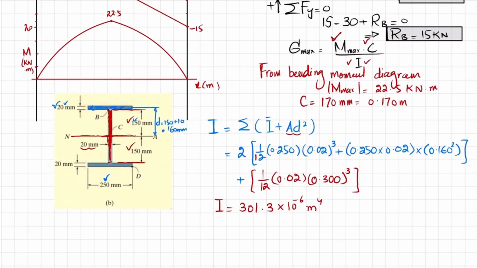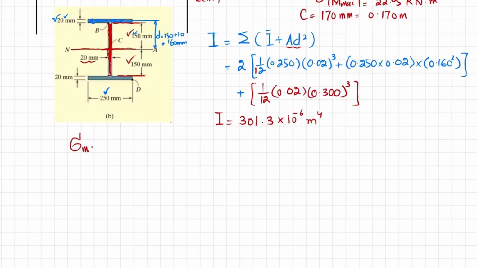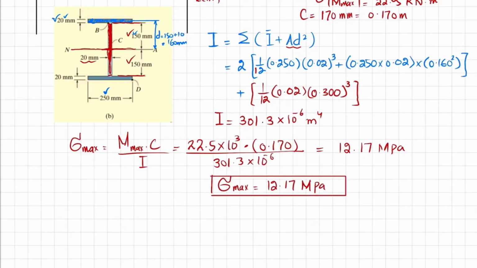Now you have I, you have the maximum bending moment, and you have C as well. So you can put it in this formula, and you will get the maximum bending stress. We will write maximum bending stress is equal to maximum bending moment into C divided by I. The maximum bending moment was 22.5 kilonewton, so 22.5 into 10 to the power 3 is converted into Newton. C was 0.170, divided by I, which is 301.3 into 10 to the power minus 6 meter power 4. When you calculate it, you will get 12.17 megapascal. So this is the maximum bending stress.